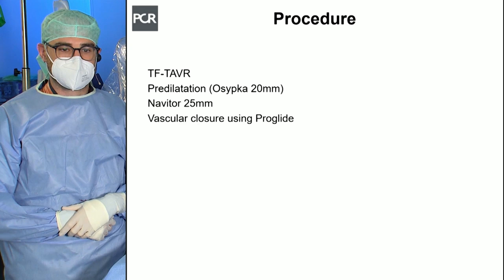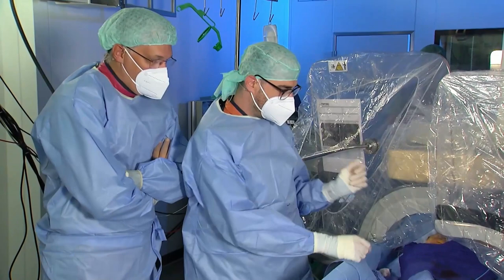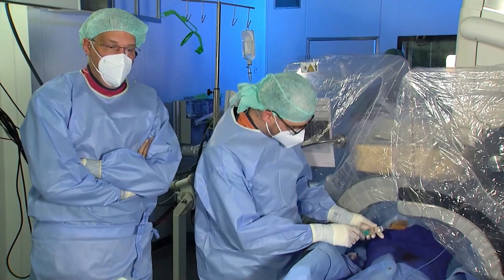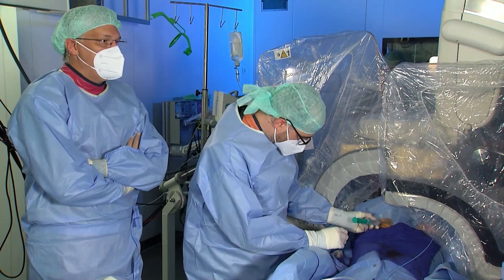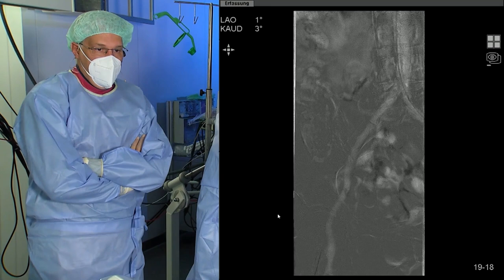Actually, we prepared already a little bit. So we have a sheath on the left groin, a venous sheath, and an arterial sheath. We used the arterial sheath to get a clear picture of the right artery. And now we try to puncture at a sweet spot, at the height of the femoral head.